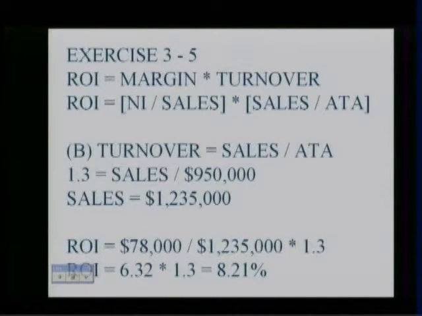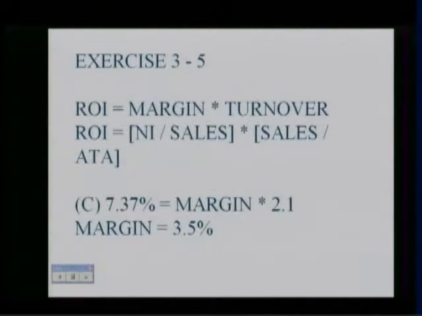That one was a little bit harder than the first one. So let's see what the third one looks like. Now remember, we're going to set up our formulas. Kind of ingrain these two formulas into your head. ROI equals margin times turnover. ROI equals net income divided by sales times sales divided by average total assets. Then look at the problem.